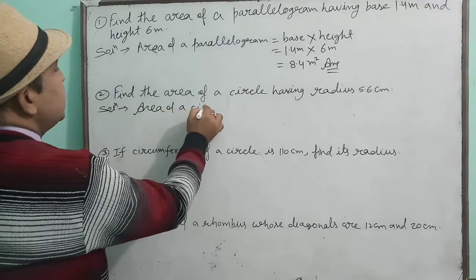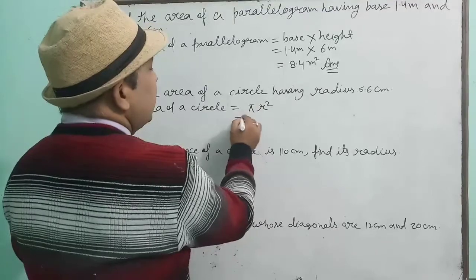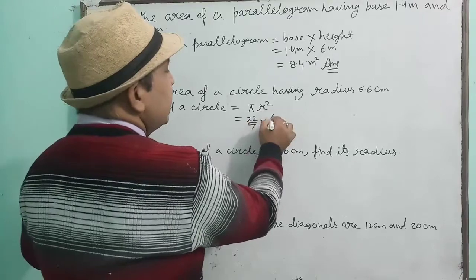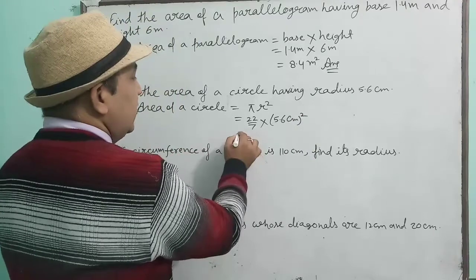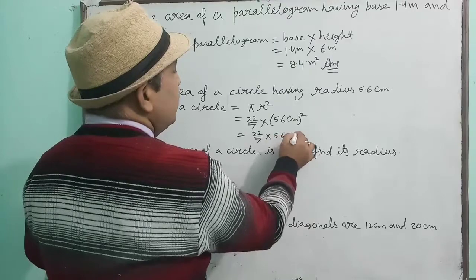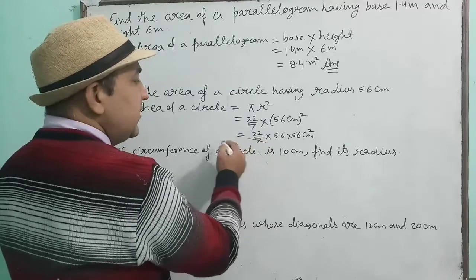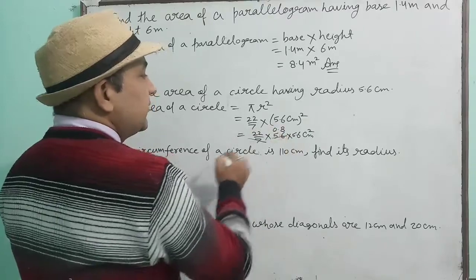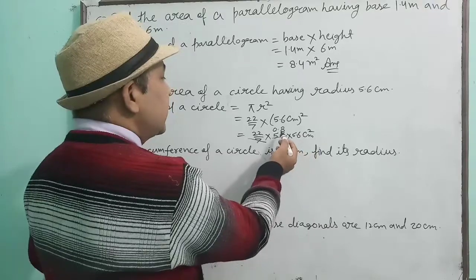Area of a circle is equal to pi into r square, where pi is 22 by 7 and r is the radius. That means 5.6 centimeter whole square. Now solve it and get your answer. 22 by 7 into 5.6 into 5.6 centimeter square. You can see that 7 is dividing 5.6 by 0.8 times. That means 0.8. Now multiply all the three numbers and you will get your answer.